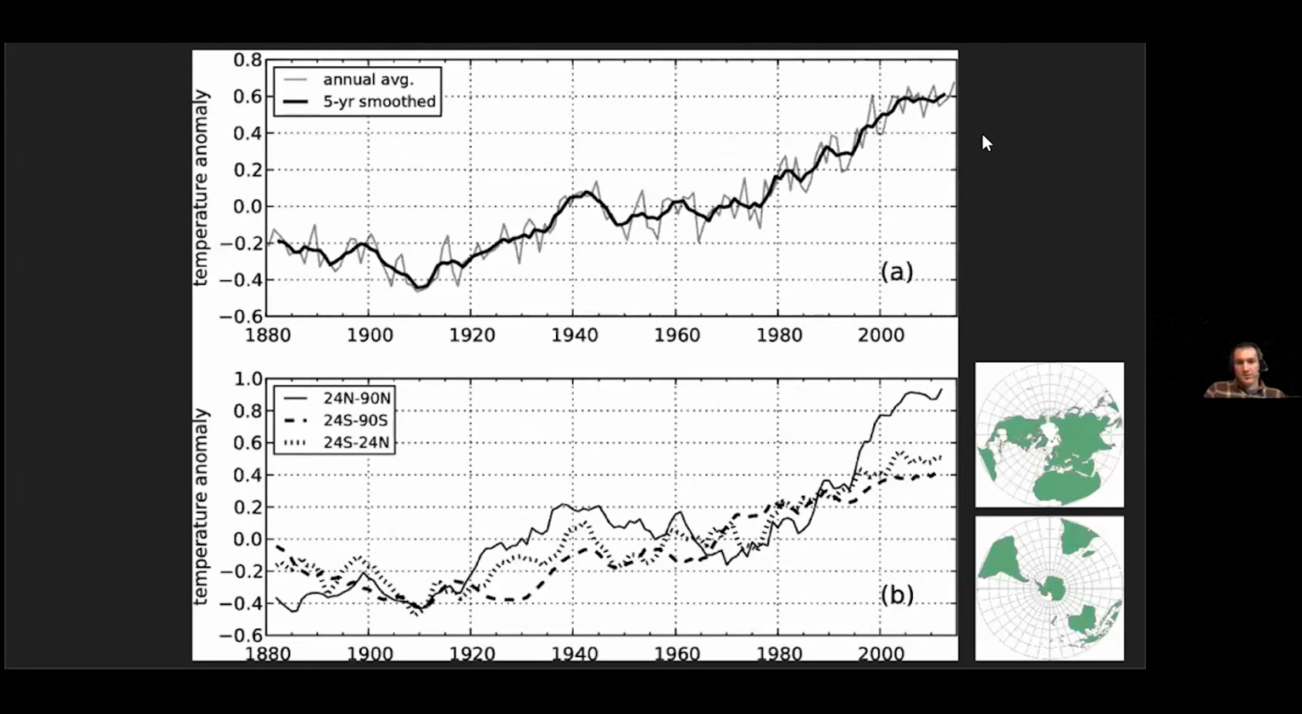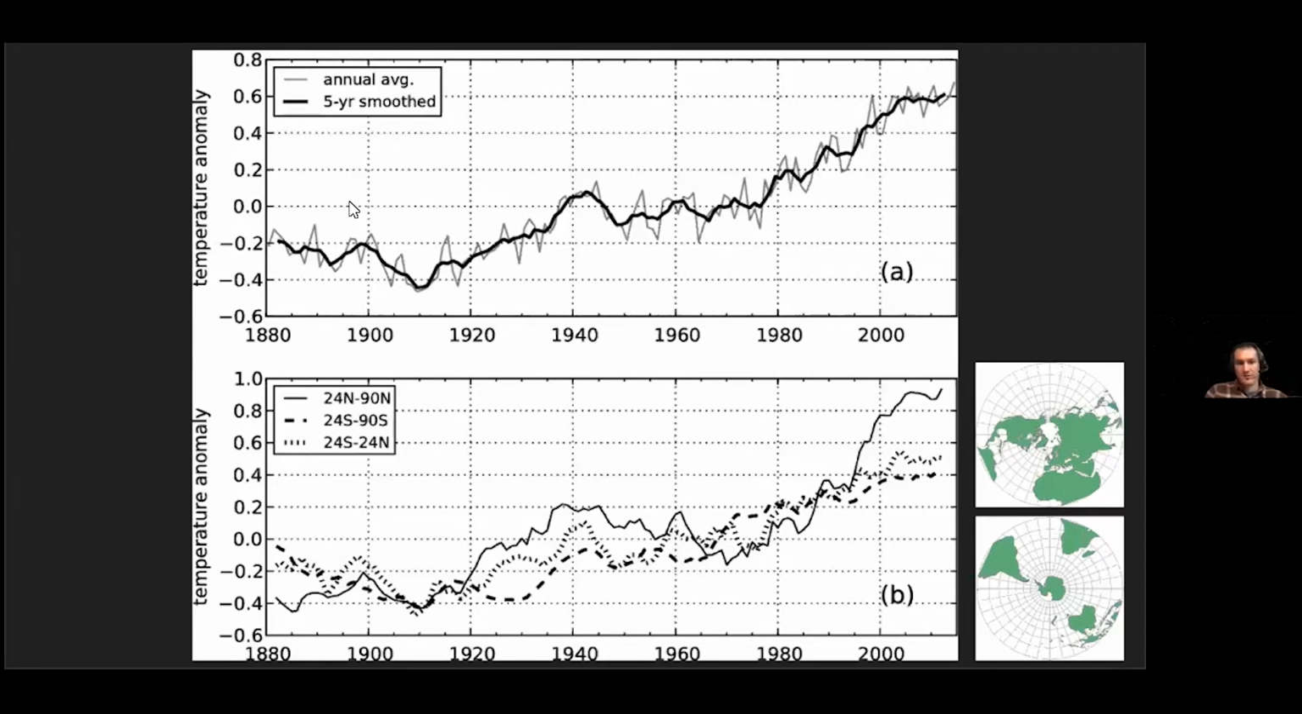Taking us through the present, in this figure we have removed the seasonal cycle, so we remove some of that noisiness within each year. The temperature values with the seasonal cycle removed are the thin gray line, and you can see a lot of interannual variability. And then we use a 5-year smooth average, that's the bold black line. It allows us to better see the overall trends.